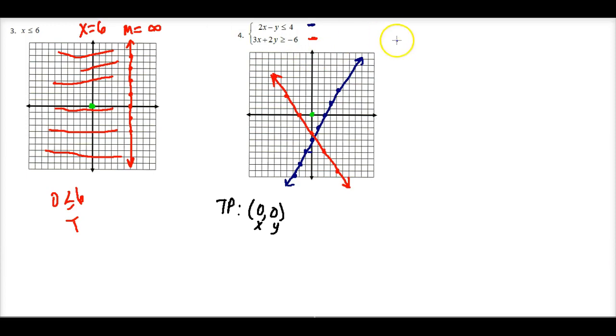All right, so taking our first inequality, we have 2 times 0 minus 0 less than or equal to 4. So we have 0 is less than or equal to 4, and that is a true statement. So what that tells us here is that for our blue line, the side that is on the same side as the test point, we need to shade all that. So we'll just do some arrows here to represent that.